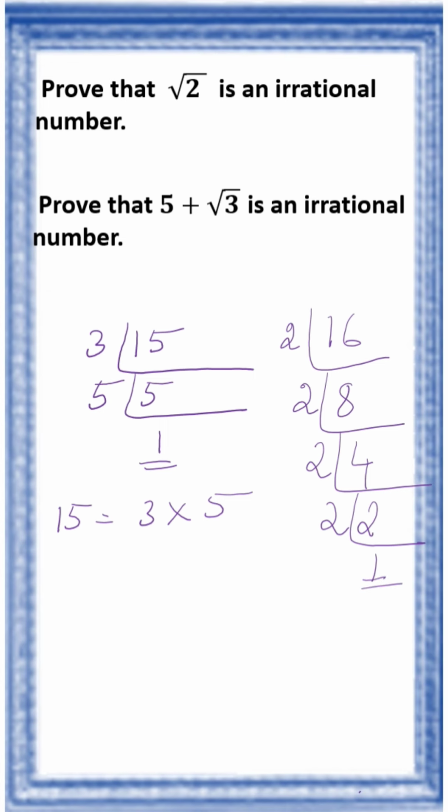With the help of this you can take HCF and LCM. Here HCF is 1 because none other than 1, here no common factors are there. LCM is 3 into 5 into 2 to the power of 4.